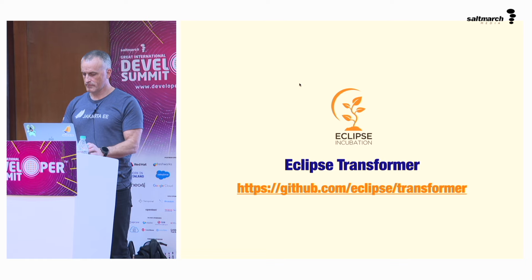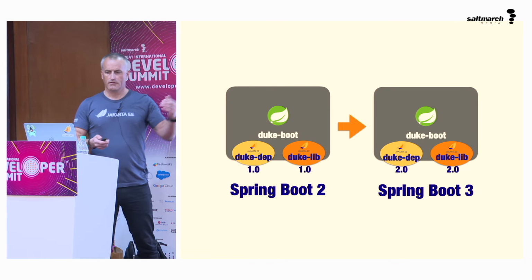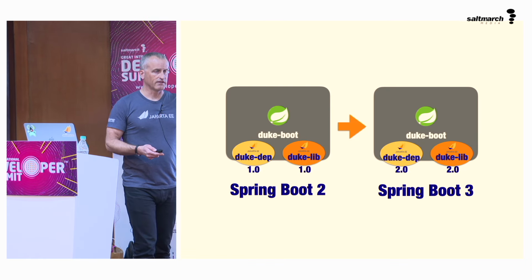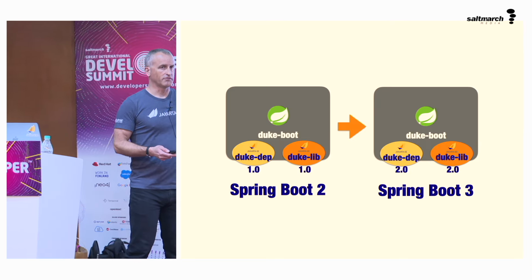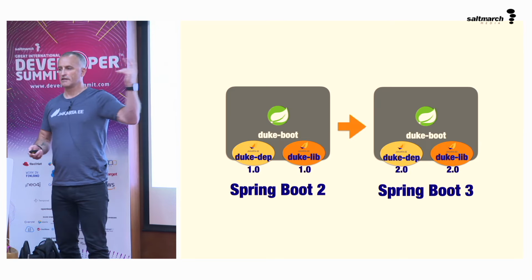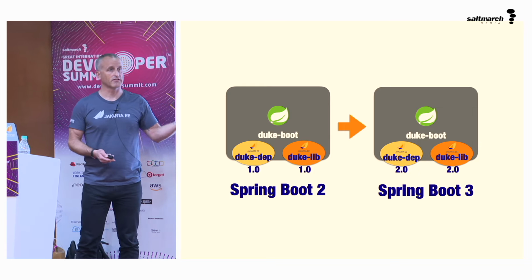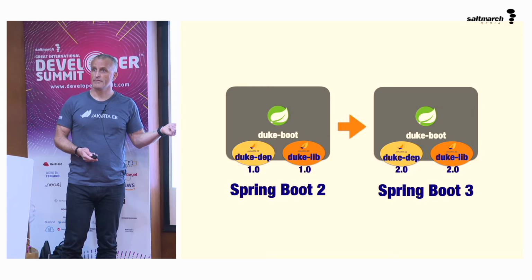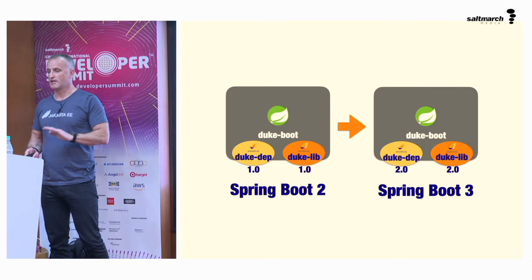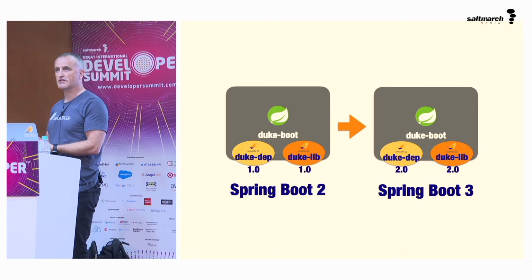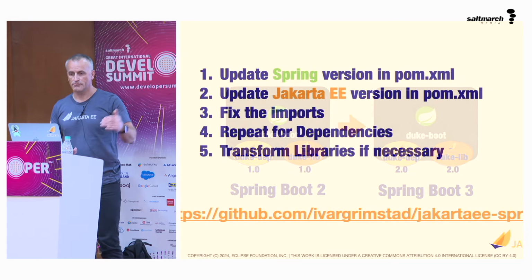So if you have transitive dependencies in an application, you need to figure out a way to move them over as well. And the Eclipse Transformer or the Apache Tomcat migration tool is a good tool to do this bytecode transformation for you. You can do any namespace, but by default they will do the javax to Jakarta namespace for you.